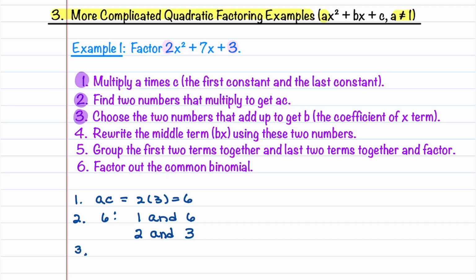Now let's go on to our third step. Our third step says that we're going to choose the two numbers from this group that add up to get b. Okay, so b, I'm going to highlight this in blue. That's our term that multiplies x. So we need to look at our list here and here and figure out which two numbers add up to get 7. So you can see really easily that they're going to be 1 and 6 because 1 plus 6 is equal to 7. I'm going to go ahead and highlight this so we know that those are the ones that we're working with.